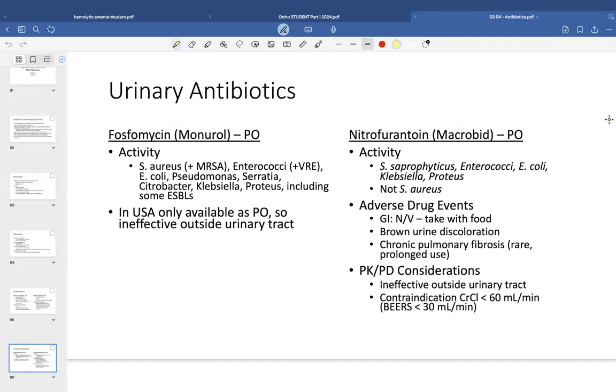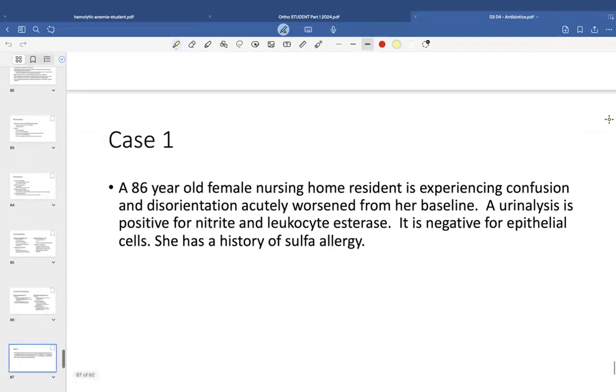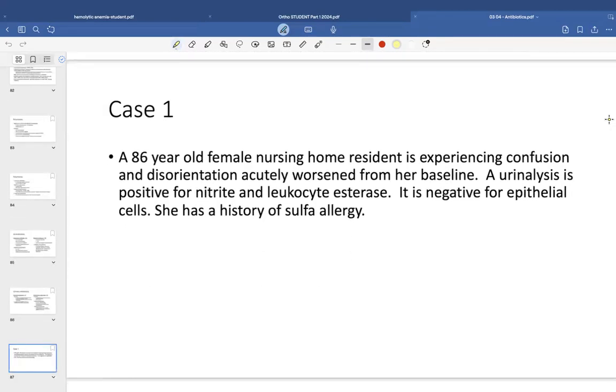Let's try to make sense out of all this stuff. A few cases, right? Let's put this all together. Start with an 86-year-old female nursing home resident. She has confusion and disorientation that's worsened from her baseline. Her urinalysis is positive for nitrite and leukocyte esterase. Well, why would you get a urinalysis if you have a person with confusion and disorientation in the nursing home?